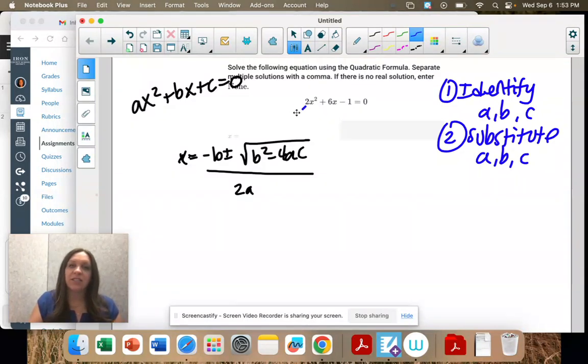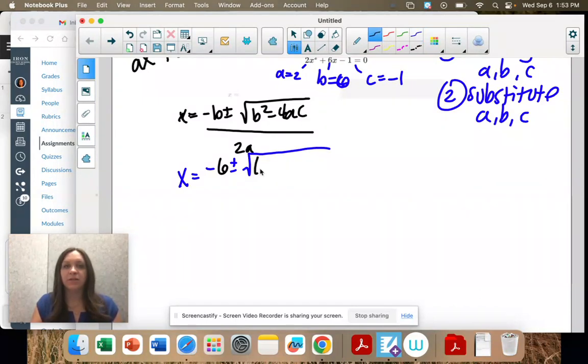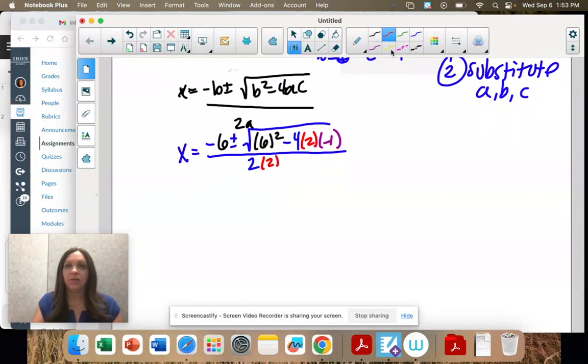So a is the number next to x squared, a is 2, b is the number next to x, 6, and c is the constant by itself. So x equals negative b, 6, plus or minus the square root of b squared, so 6 squared, minus 4 times a, which is 2, times c, which is negative 1, all divided by 2 times a, which is 2. And now we're going to simplify the square root.